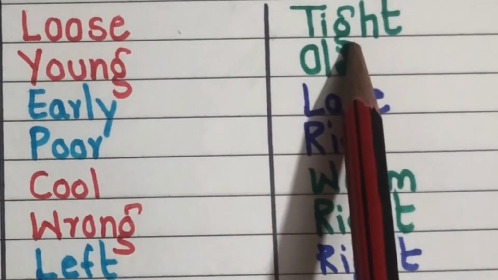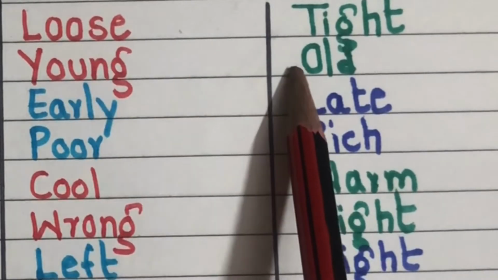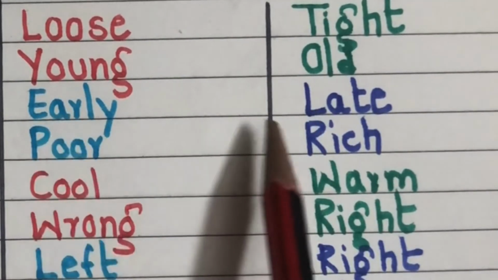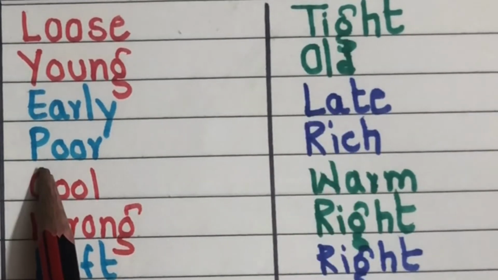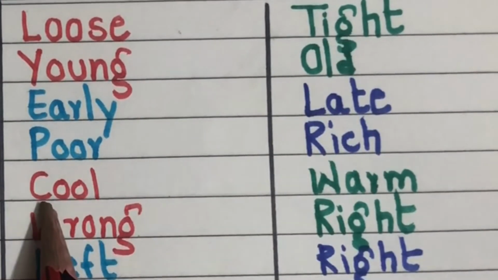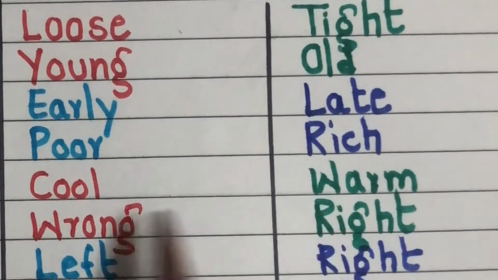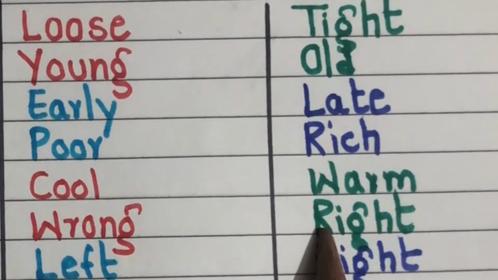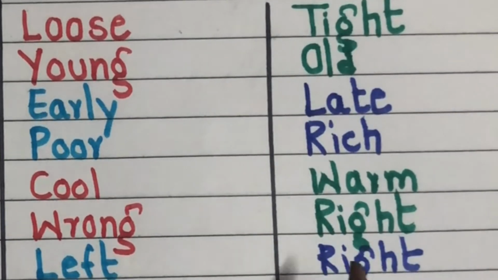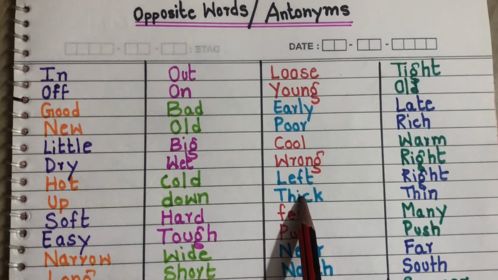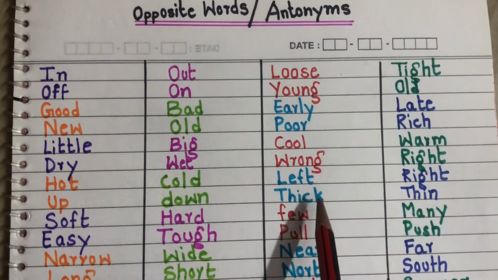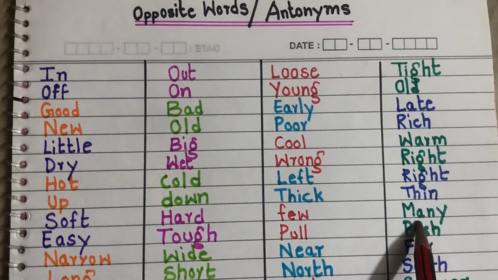loose, tight, young, old, early, late, poor, rich, cool, warm, wrong, right, left, right, thick, thin, few, many, pull, push, near, far, north, south.